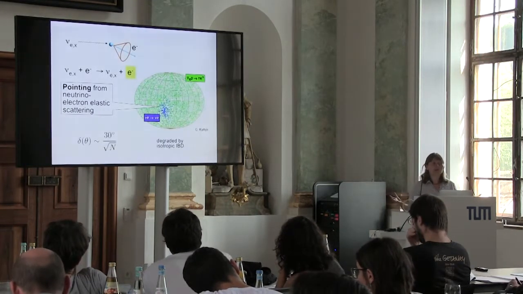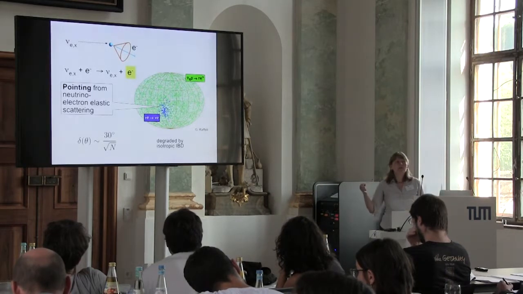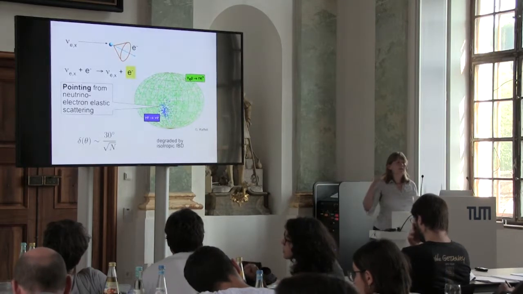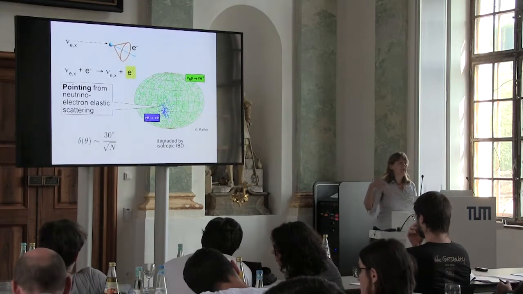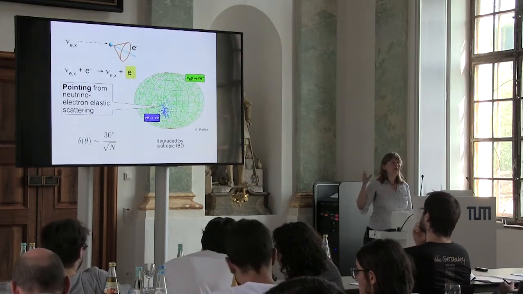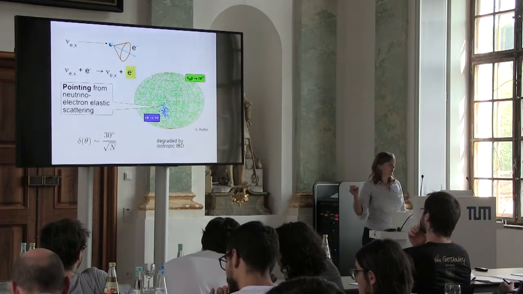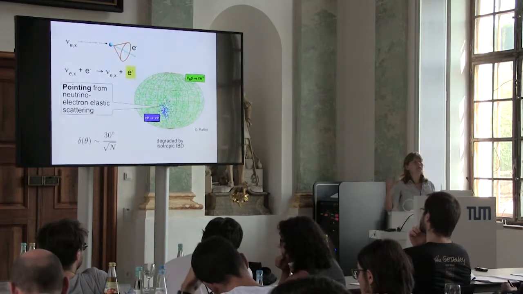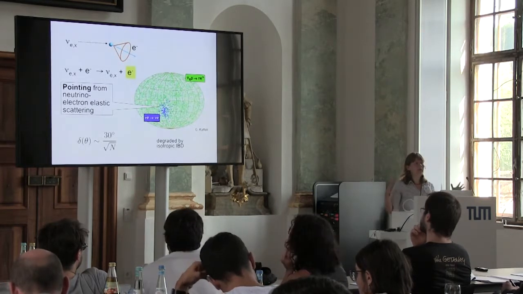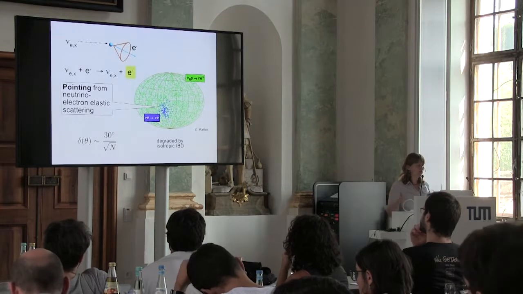Another interesting thing about water Cherenkov detectors is that even though the elastic scattering of electrons has a very small cross-section relative to inverse beta decay, it's maybe a few percent of the events. It is a directional interaction, and what that means is that you can actually use it to point back to the supernova. In fact, Super K is really the only current detector that can do something like this.